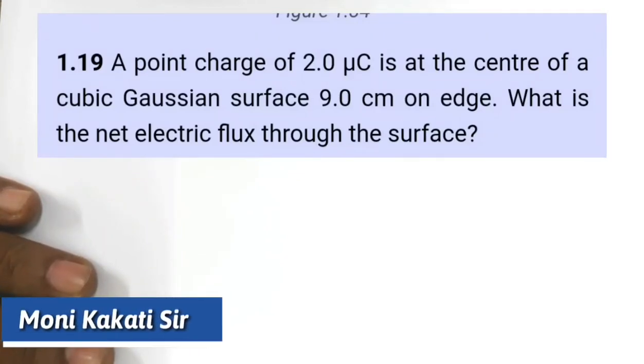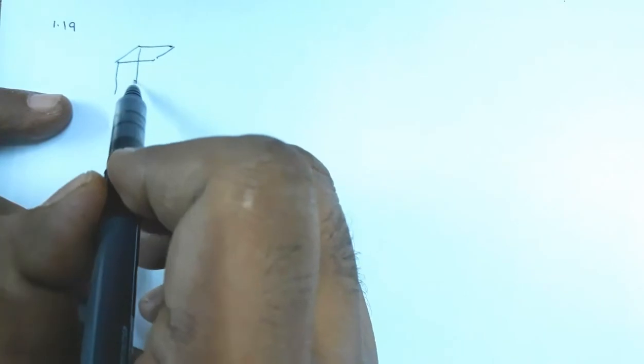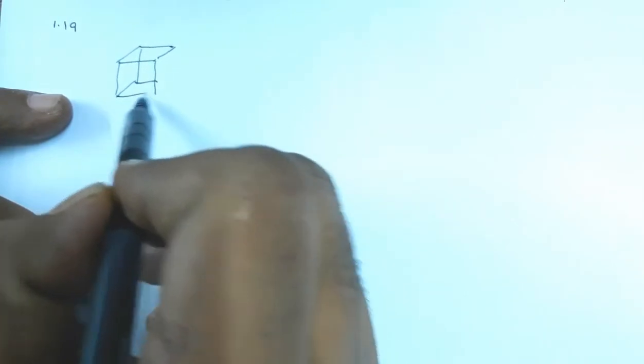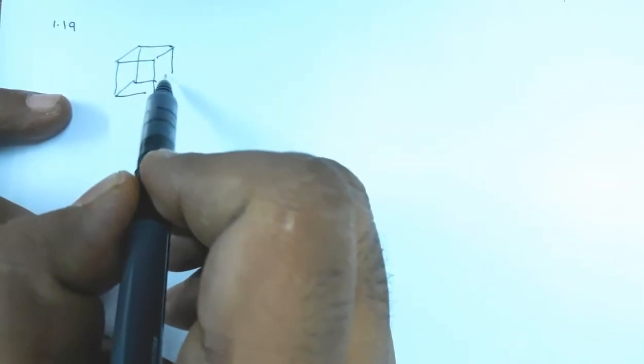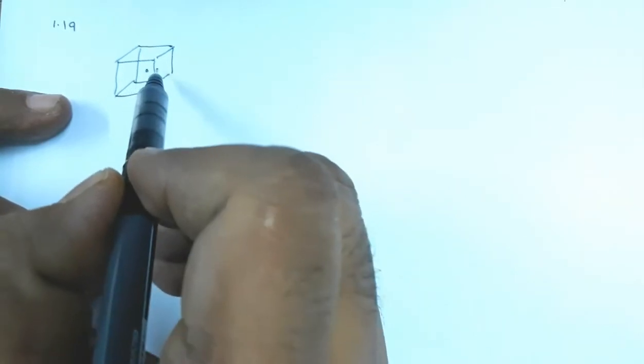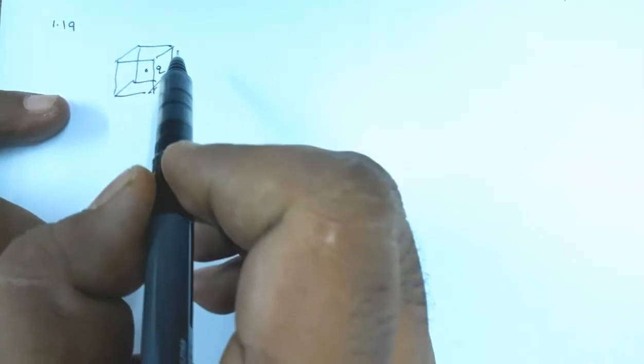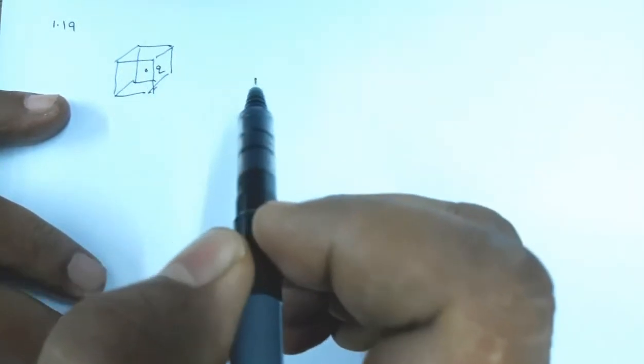So in question number 1.19, we have a point charge of 2 microcoulomb at the center of a cubic Gaussian surface, 9 centimeter on edge. What is the net electric flux through the surface? So this is a cubic Gaussian surface of 9 centimeter edge length, and at the center you have charge Q. So we have to calculate the flux through the surface.